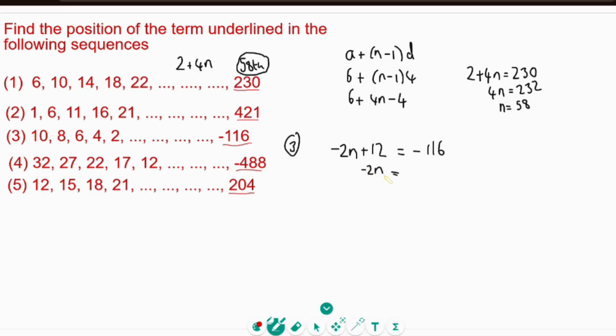Okay, first step, we need to subtract 12 from both sides. Divide both sides by negative 2. Gives us n is 64. 4.